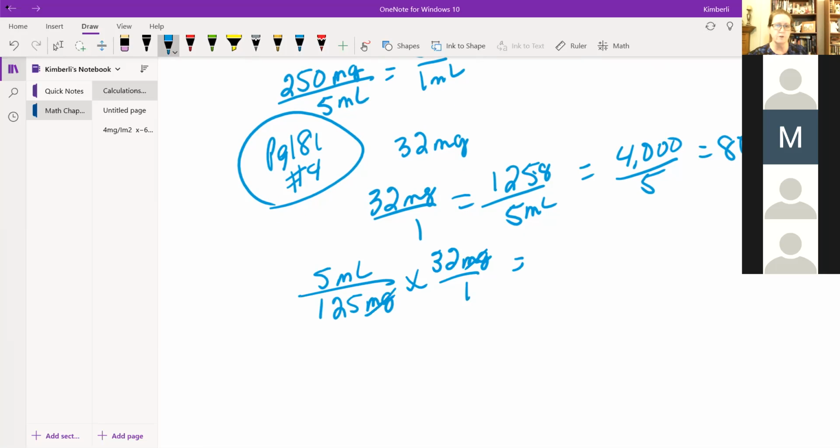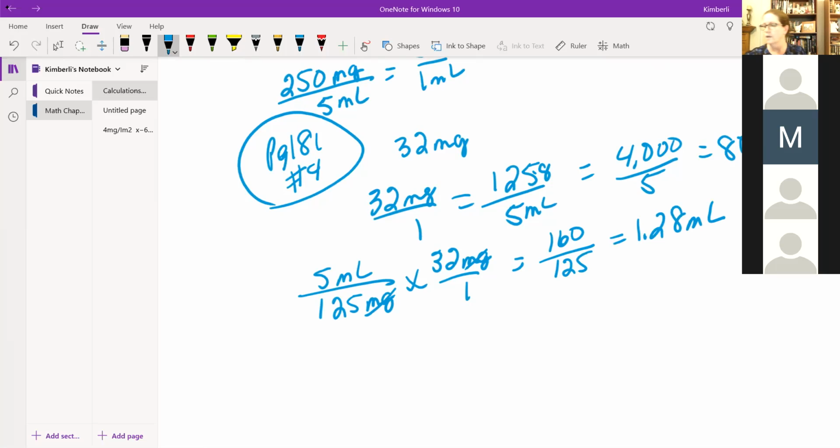Okay, so you want to be very, very careful. If you're using dimensional analysis, stick with dimensional analysis. If you're using ratio and proportion, and I'm fine with that because you're going to get the correct answer, just realize you're using ratio and proportion and don't multiply across. So here I have 5 times 32 is 160 divided by 125. The answer is 1.28. Is that between 1 and 2 milliliters?